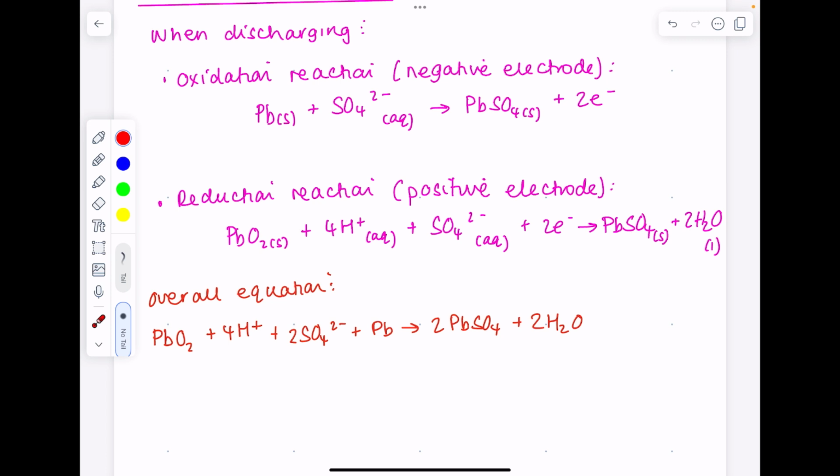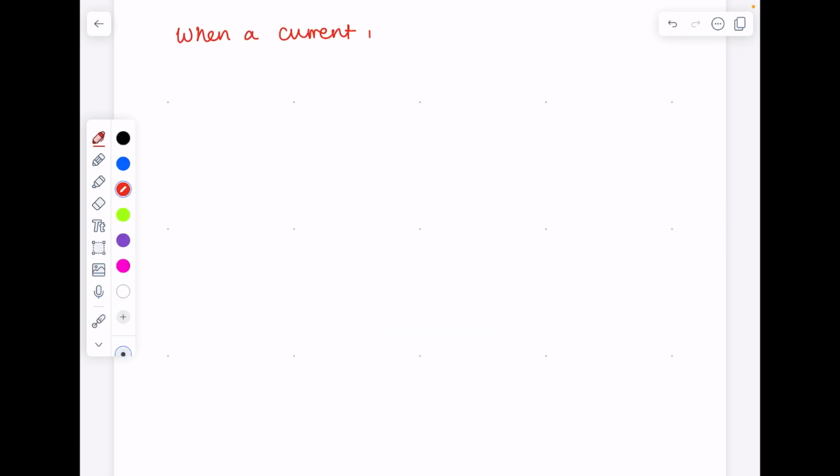Now, when the current is applied to the battery so that it's recharging, the reactions here will reverse. So I'll write those 2 equations occurring now at the negative and positive electrode together with the new overall equation.